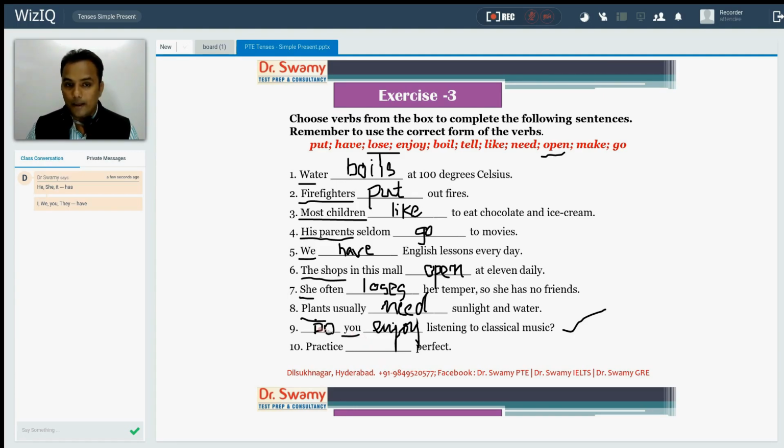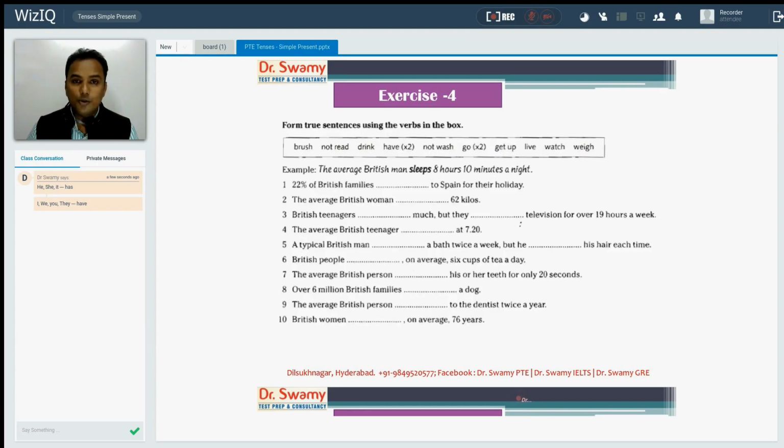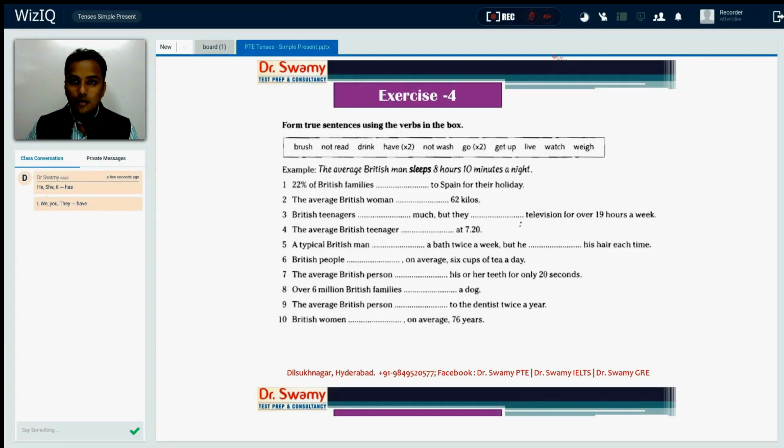Now practice is singular, and therefore, make is something that goes there, but you need to add es to the verb. So the answer becomes makes. So that's about the third exercise. Now let's move on to exercise number 4.